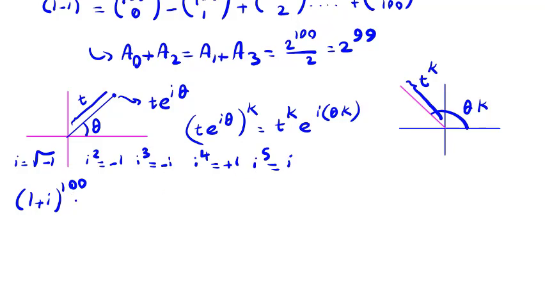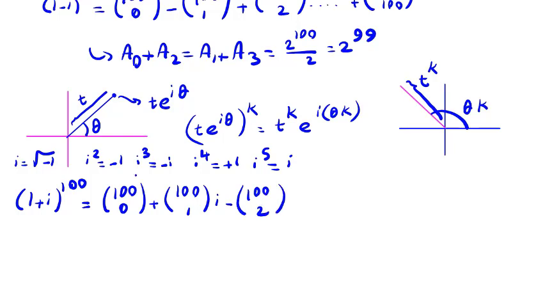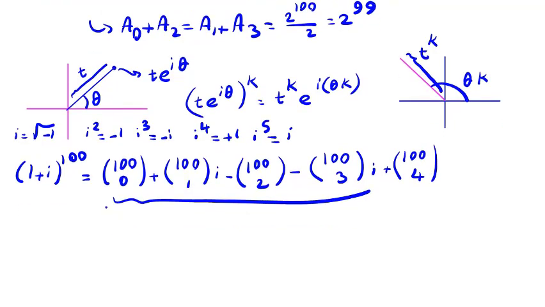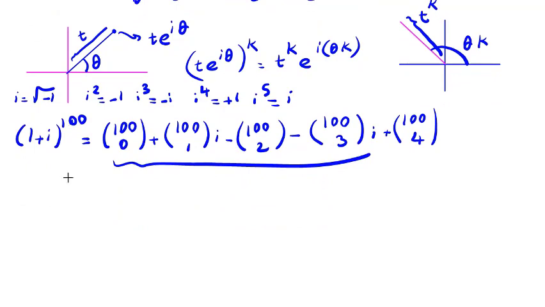So we say 100 choose 0, we don't select i, plus 100 choose 1, we select i once, minus 100 choose 2, because i squared is negative 1. The next one, minus 100 choose 3 times i, plus 100 choose 4. And as you can see, this is our number. Now, 1 plus i shows what number? 1 plus i is 1 here and 1 here.